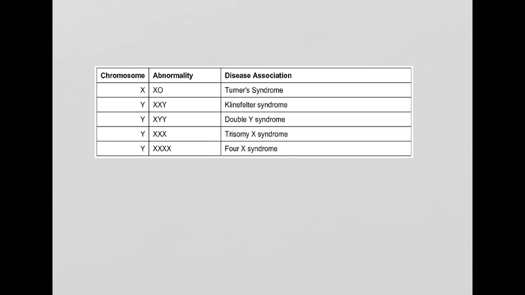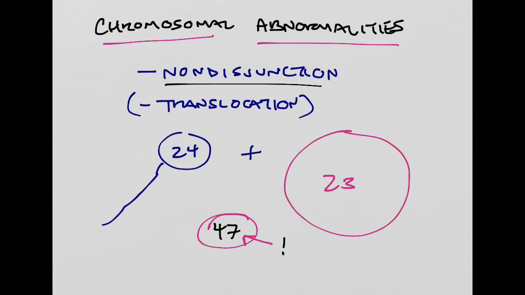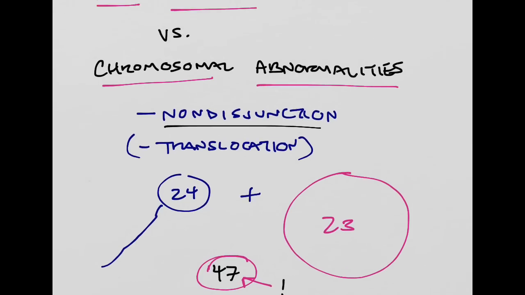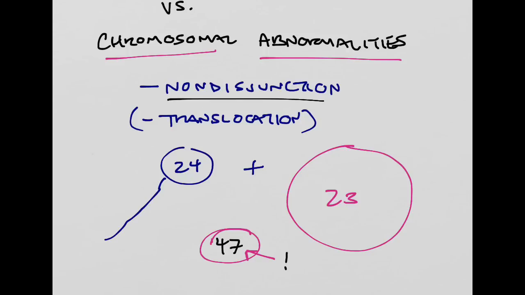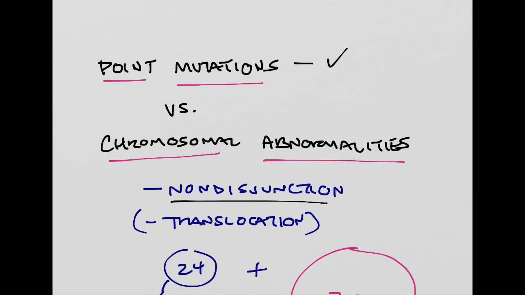And again, let me just bring you back to this original slide that we have here. This is all chromosomal abnormalities that are the result of nondisjunctions, okay? And make sure you can distinguish between that and a point mutation.